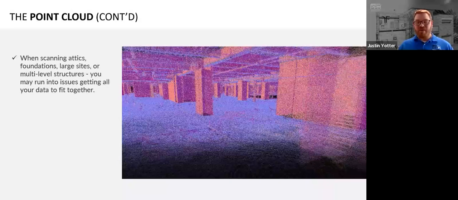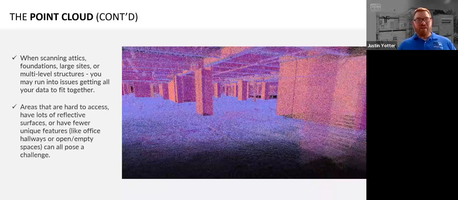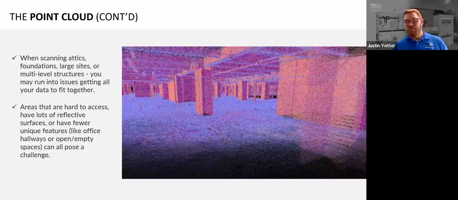When scanning attics, foundations, large sites, or multi-level structures, you may run into issues getting all your data to fit together. Areas that are hard to access or have lots of reflective surfaces, as we just recently discussed, or have fewer unique features like office hallways or open and empty spaces can all pose a challenge. Processing requires all areas have data that's connecting one area to the other, so they can be properly glued or stitched together. Mirrors, moving objects, etc., can also trick the process and therefore give you bad output.